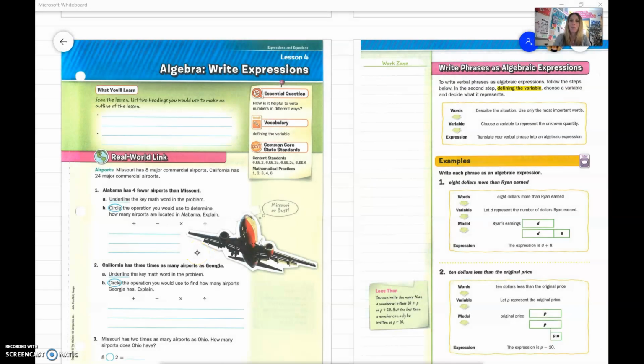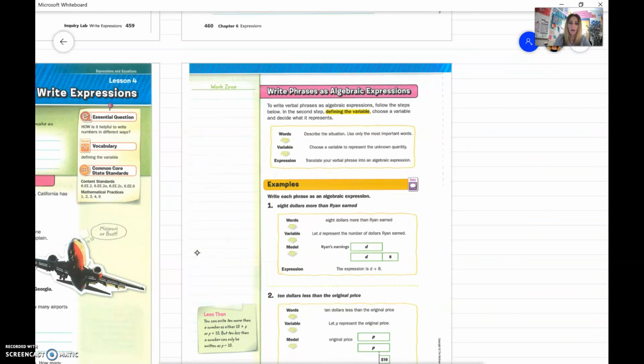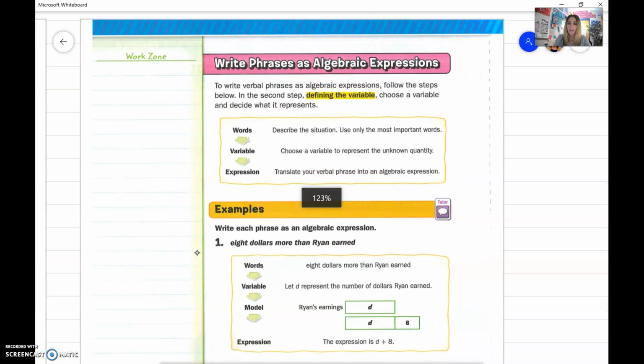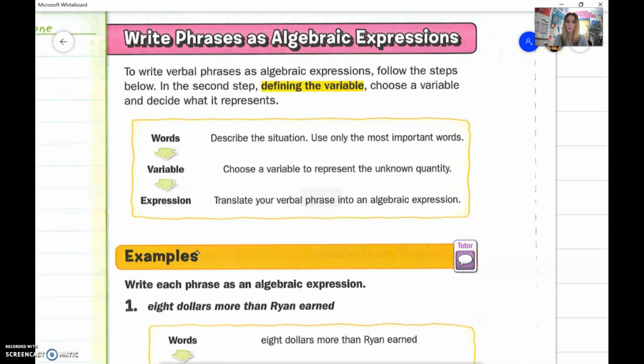Hit pause at any point if you need to, if something is not making sense. Again, make sure you circle it, underline it, highlight it, whatever it is, so that you can get some extra help. So we are going to jump right on in to writing algebraic expressions and what that looks like and what that really means. So basically, in this lesson, all we're doing is taking words and writing it in a number sentence, otherwise known as an algebraic expression today. Okay, so let's take a look.